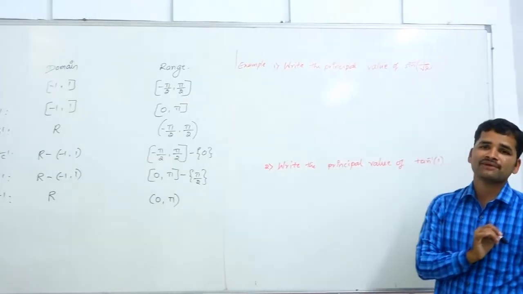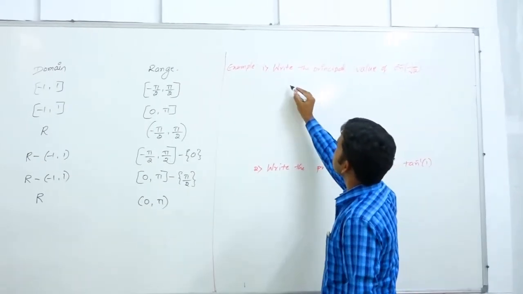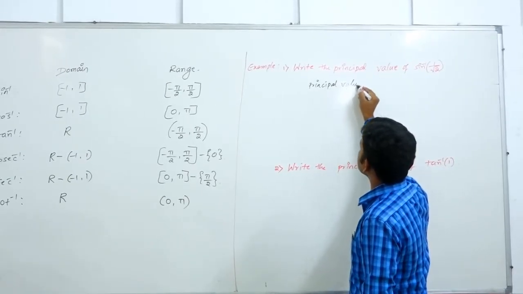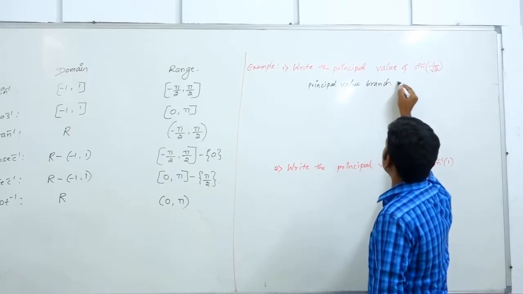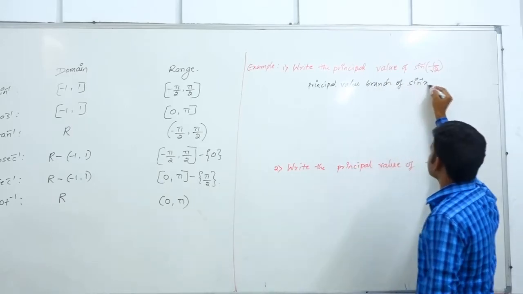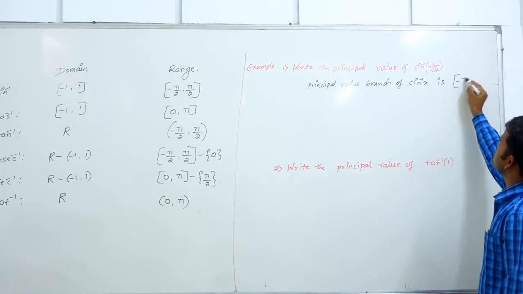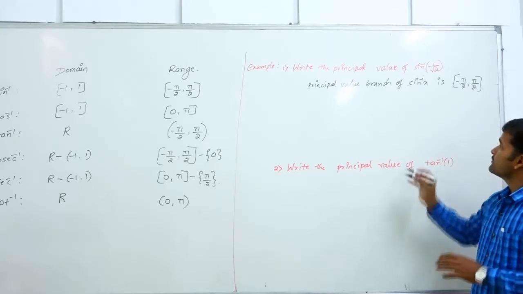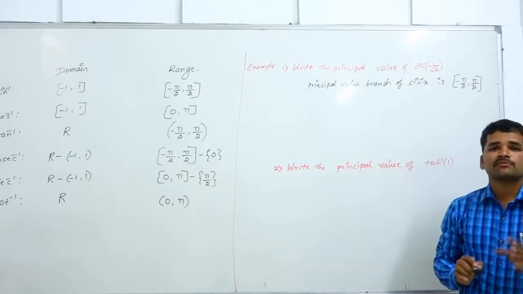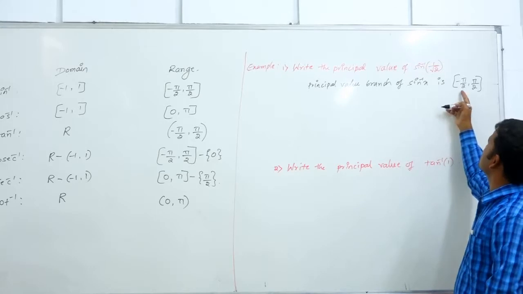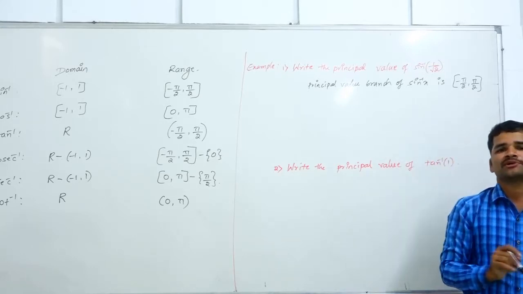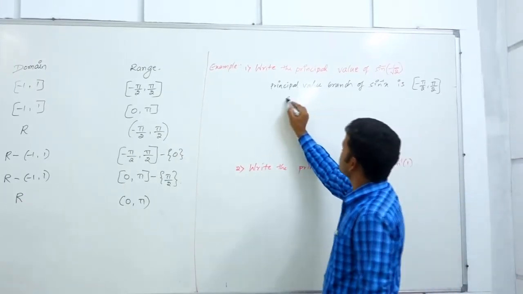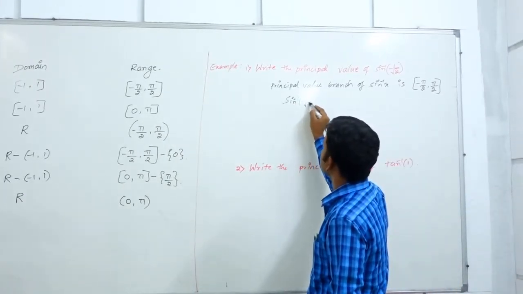Principal value in the sense, you remember what is the principal value branch of sine inverse of x. Principal value branch of sine inverse of x is what? It is the closed interval minus pi by 2 to plus pi by 2. Means if you are writing the value of sine inverse of 1 by root 2, that value should lie in the closed interval minus pi by 2 to plus pi by 2. Then it will be the principal value. Otherwise, no.